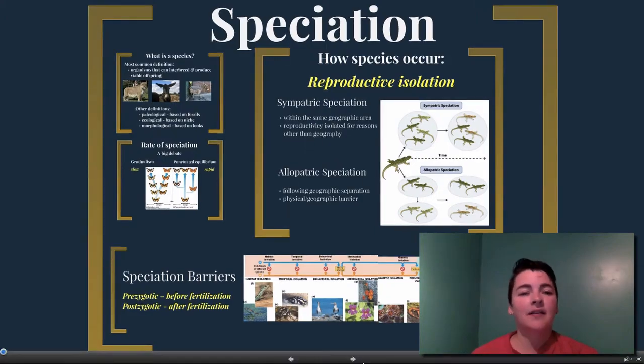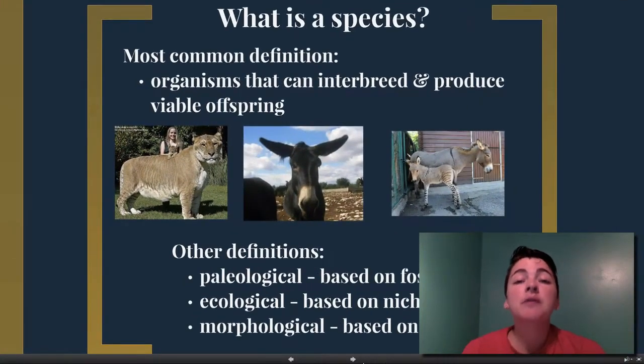Talk about speciation. What is a species? The most common definition of a species is when organisms are so closely related that they can interbreed and then produce viable, fertile offspring. Organisms that are hybrids or crossbred, like the liger or the mule, are not a true species because they cannot actually have babies themselves.